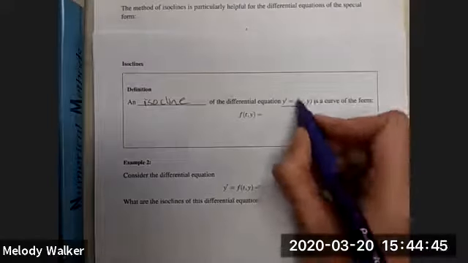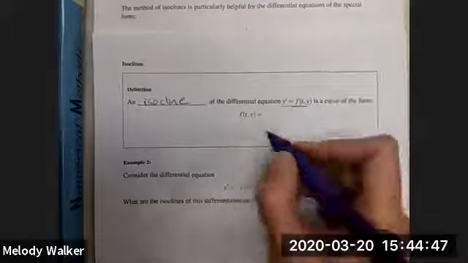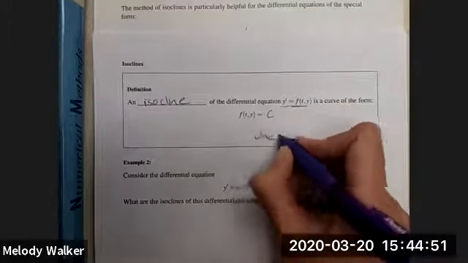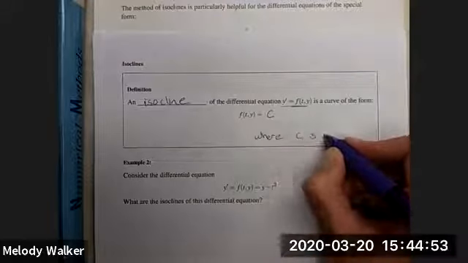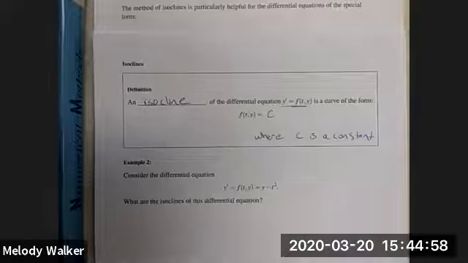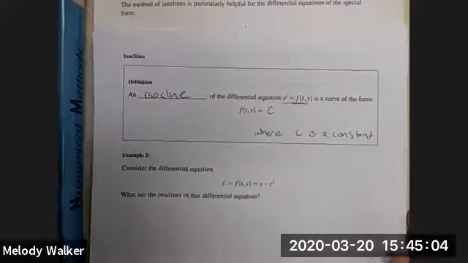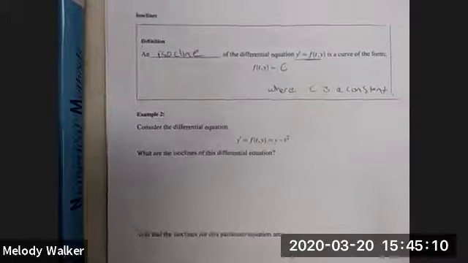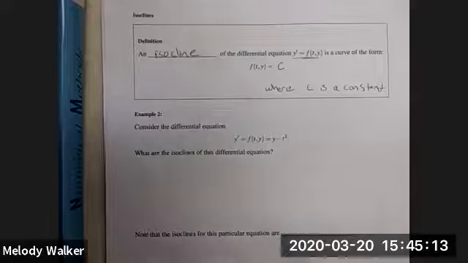Where f of t, y is what's on this side, an isocline is a curve of the form f(t, y) = c, where c is a constant. So these are just lines. Isoclines are lines when we set the derivative to be a constant. And c can be any constant for any kind of isocline. When c is 0, we call them nullclines.